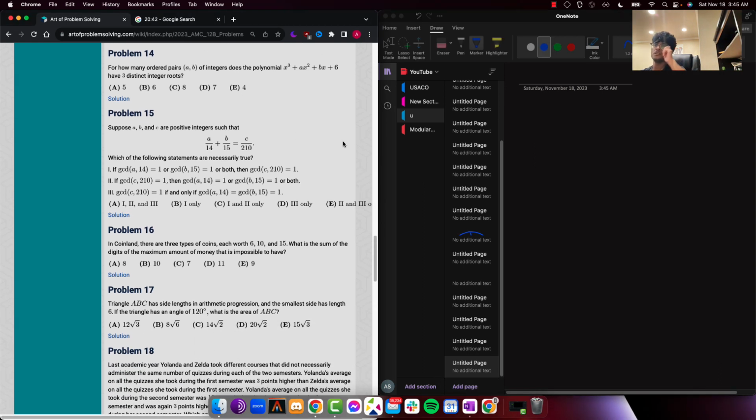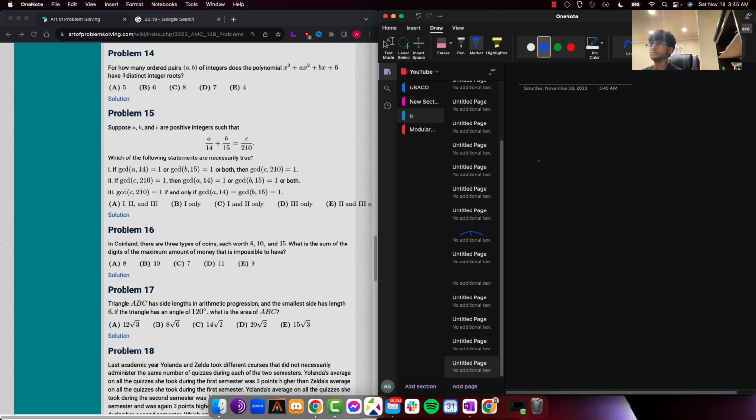15. Suppose A, B, C are positive integers such that A over 14 plus B over 15 equals C over 210. Which of the following statements are necessarily true? Okay, well 14 times 15 is 210, so I'm pretty sure this will just rearrange nicely into 15A plus 14B equals C. And then, okay, yeah, exactly.